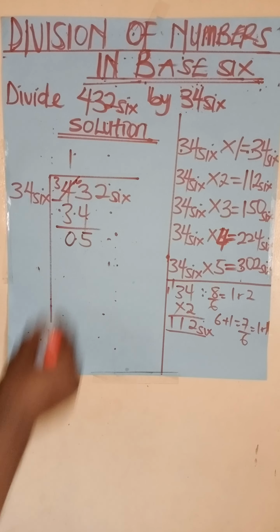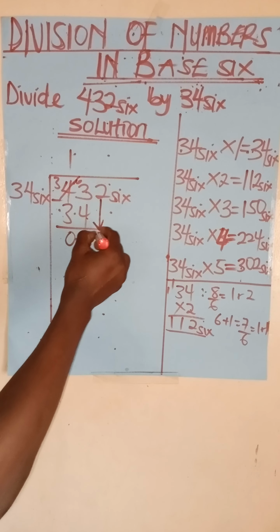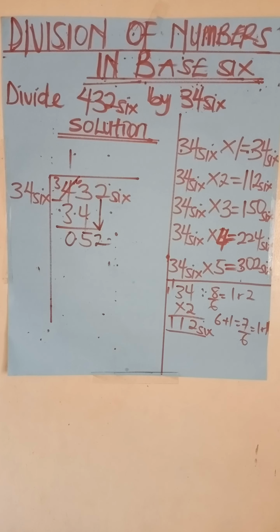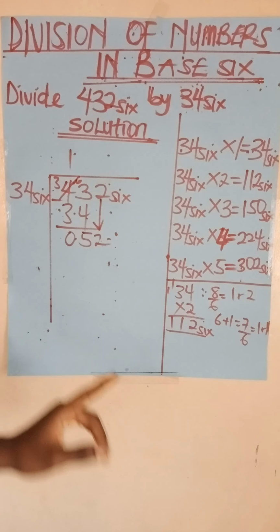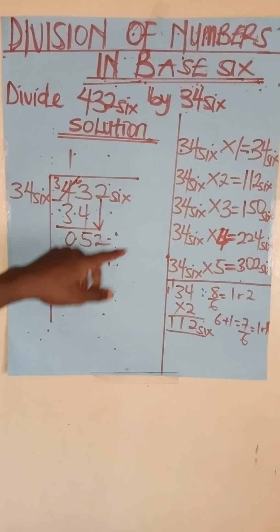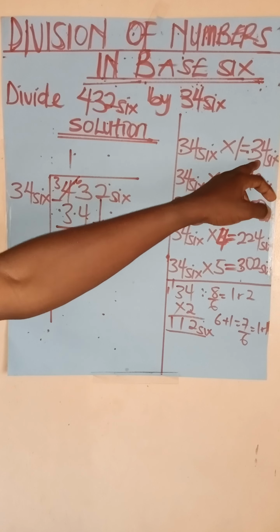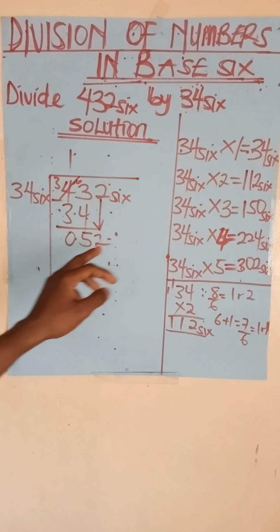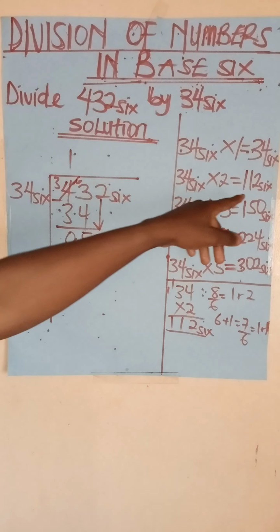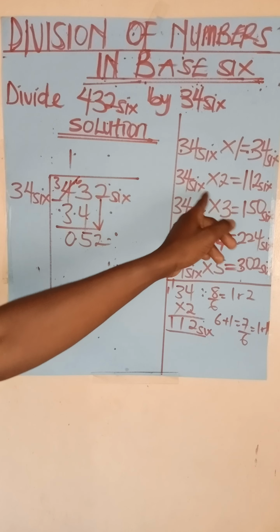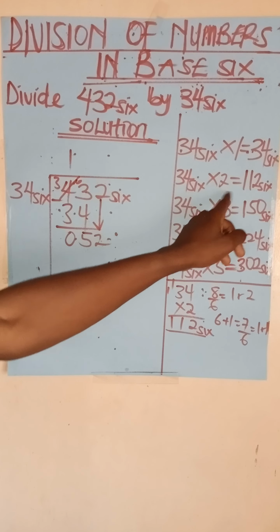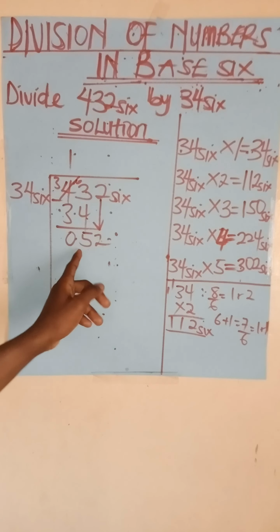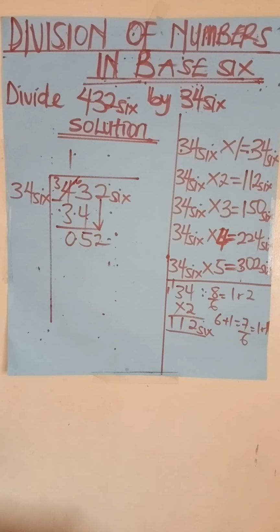Then what do I do next? I will bring these two down. Bringing these two down, I will now go back to my multiplication table. You can see this is 52. If I should go by 2 here, this 34 base 6 times 2 gives 112, which is more than what I'm dividing from. So I'll have to stop at this particular one.